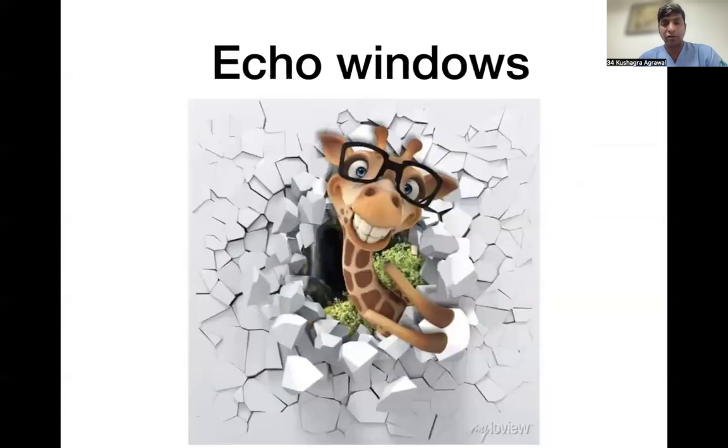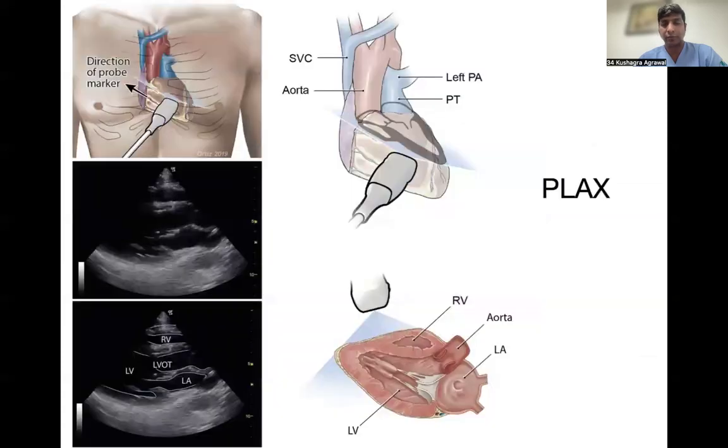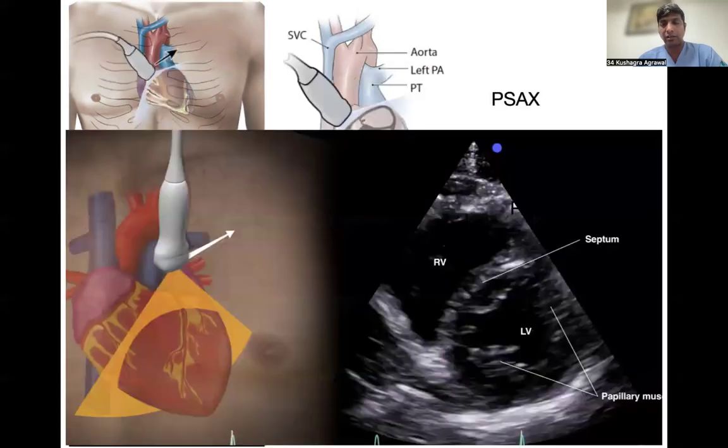What are the windows required to assess right ventricular function? As we know, when the cursor of the probe is towards the right shoulder, we cut the heart in the longitudinal plane. The RV is the most superficial structure. This is the parasternal long axis view. When we cut this into the short axis, it is the parasternal short axis view, and we usually see the left ventricle and the right ventricle.